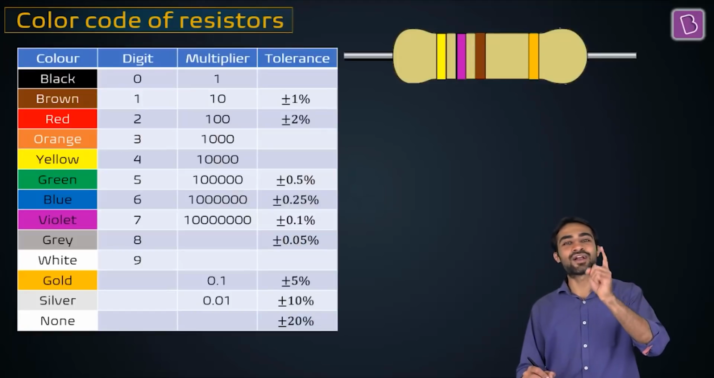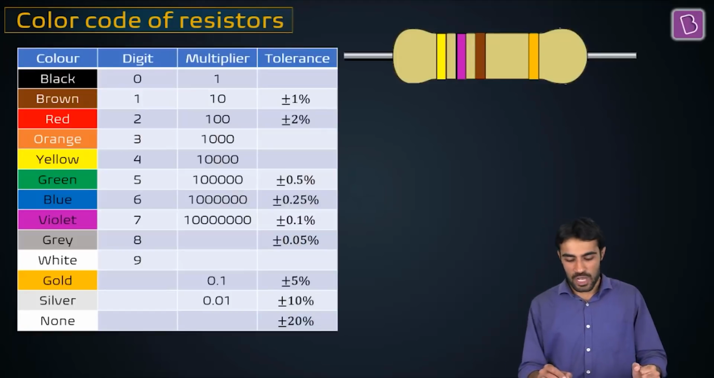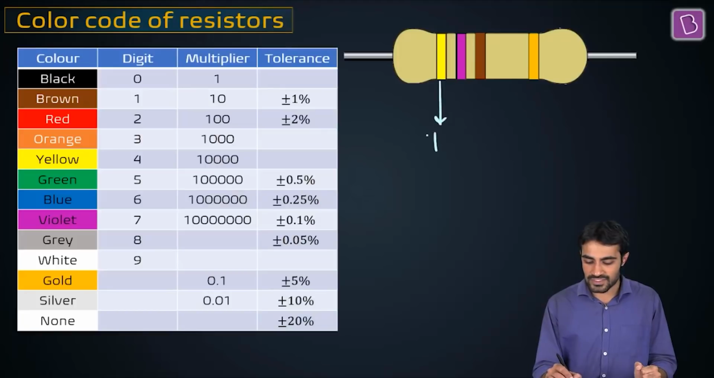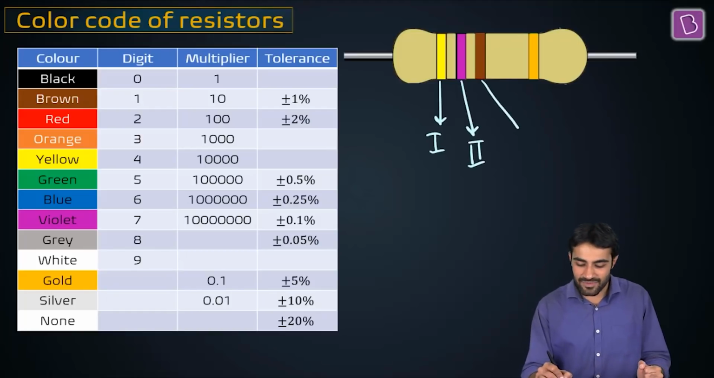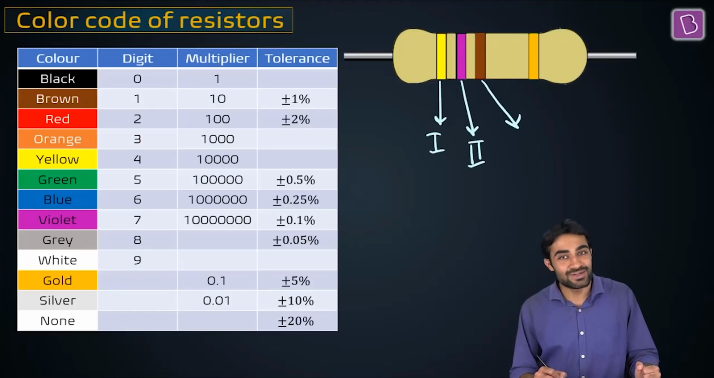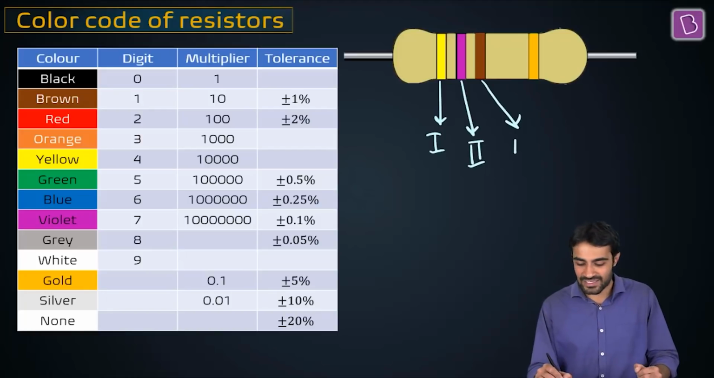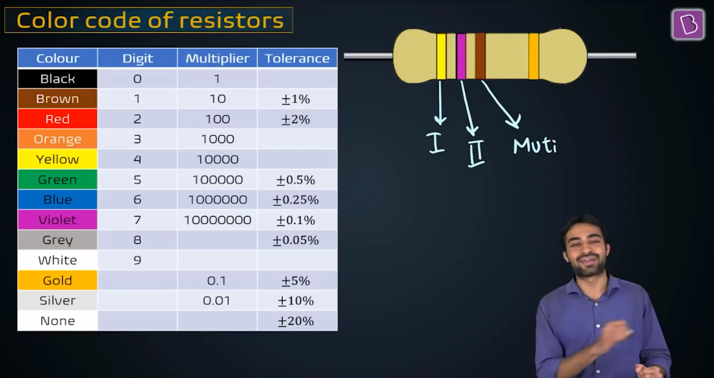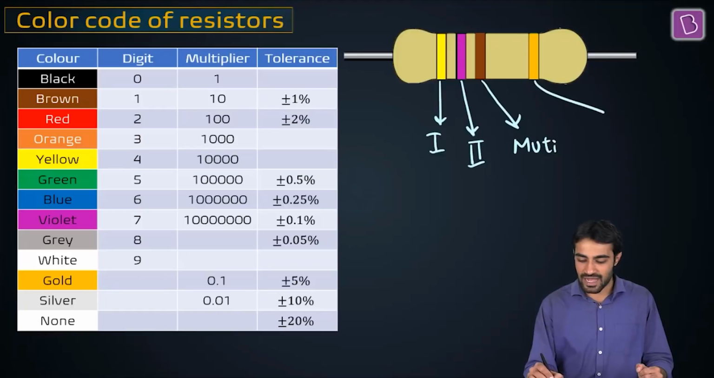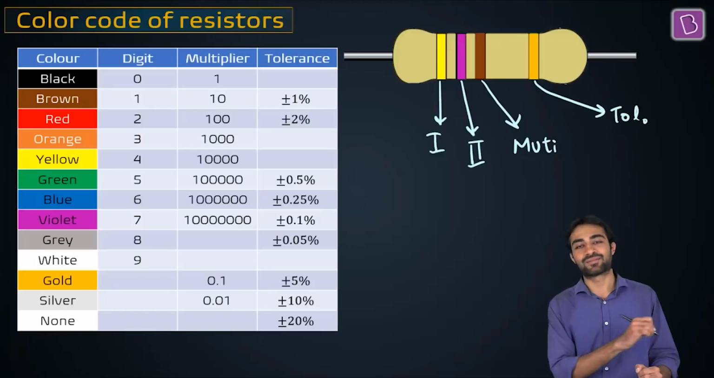Here is a color code table. Now, the first band will give us the first term of resistance. The second band will give us the second term of the resistance. And the third band will give us not the third term of resistance, but the multiplier. And then the last thing is tolerance. So, we have this thing.